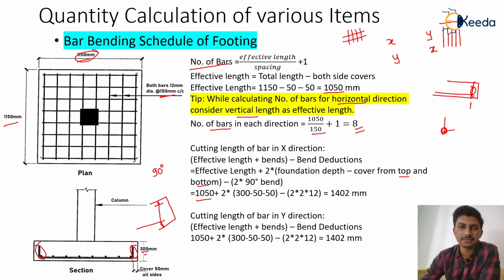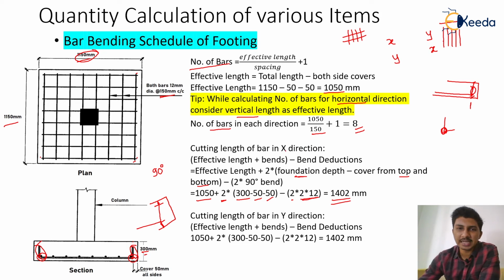Effective length we have 1050, plus 2 into 300, the total foundation depth, out of which cover 50 from top and cover 50 from bottom, minus 2 into 2d. 2d is the 90-degree bend value that we are going to minus, and 2 is from the two 90-degree bends. So the total value comes out to be 1402.